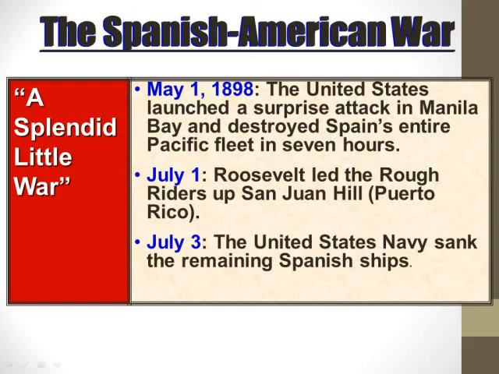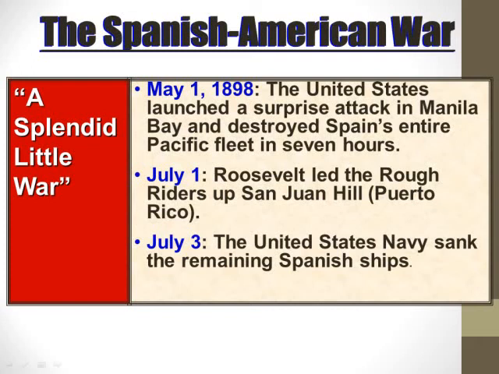But the war began in May, where we surprise attacked Manila Bay and destroyed Spain's entire Pacific fleet in 7 hours. So pretty much what happened was that Spain's fleet was in Manila Bay. We sent our all-steel navy in, and we blew them up. And they couldn't leave the bay because we were blocking the only exit. So we blew them up while they were sitting there, and the Filipinos helped. So we did that. And we destroyed their entire navy in 7 hours. So that sucks for Spain.